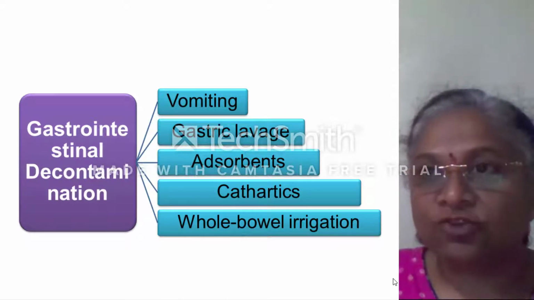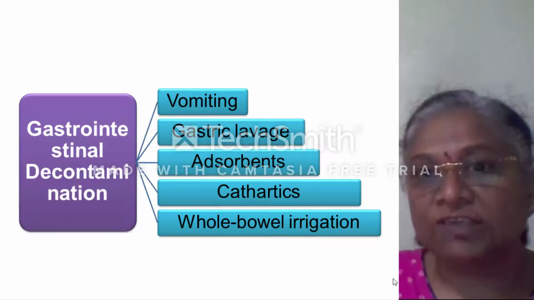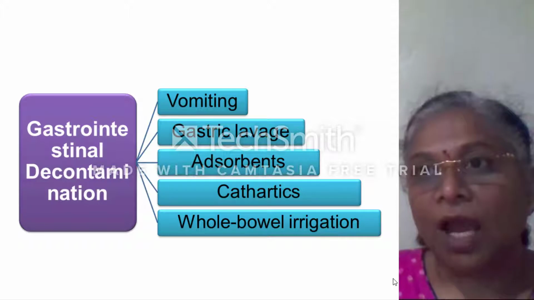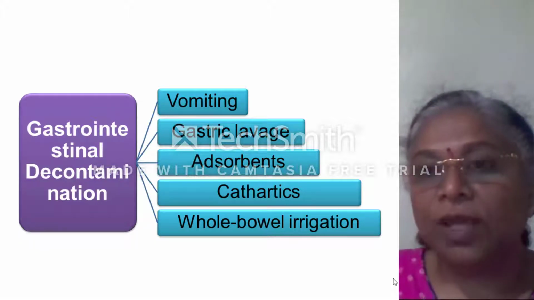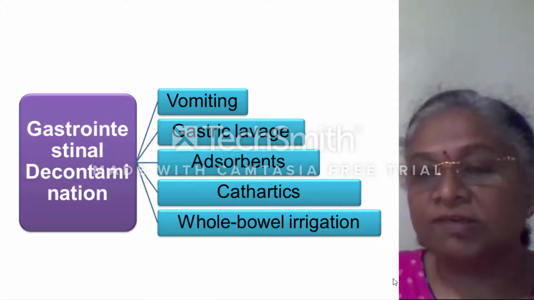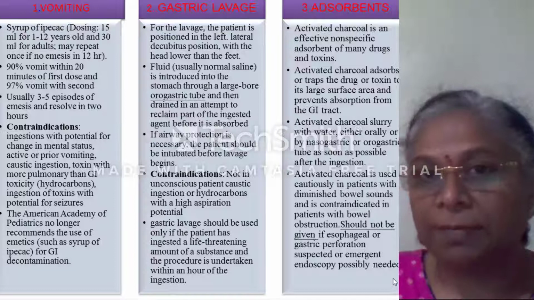If the patient has ingested the poison, depending upon the type of poison which has been identified, you can either suggest vomiting, or if that is not possible, gastric lavage. Certain adsorbents or cathartics may be given, or whole bowel irrigation can be carried out.